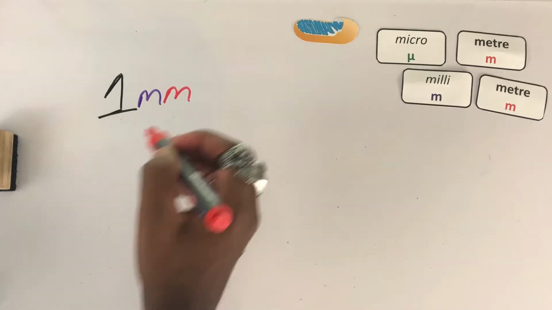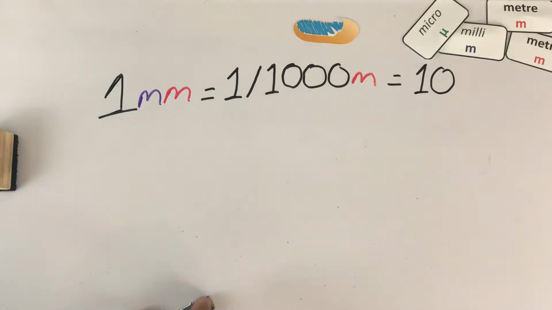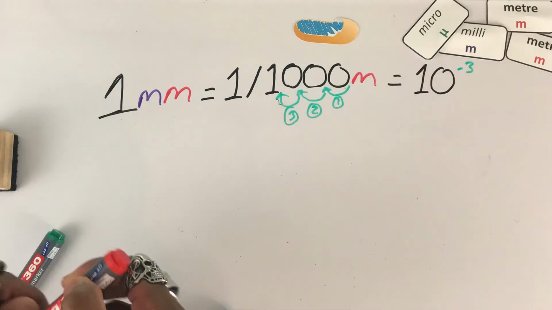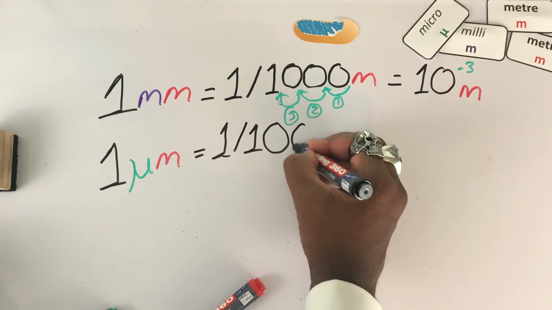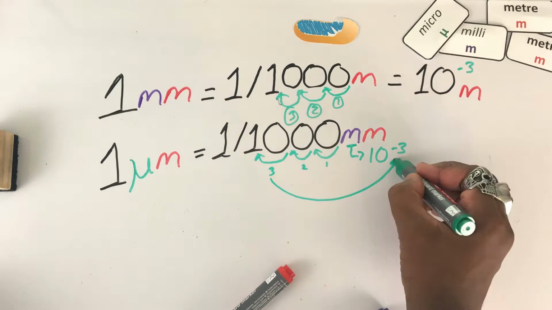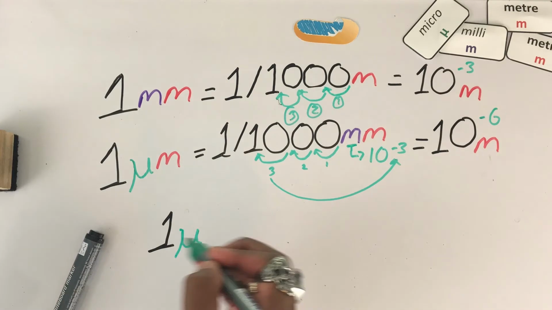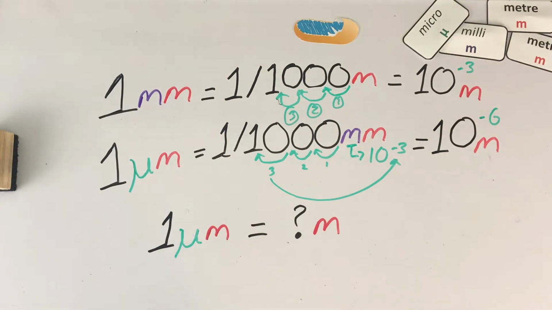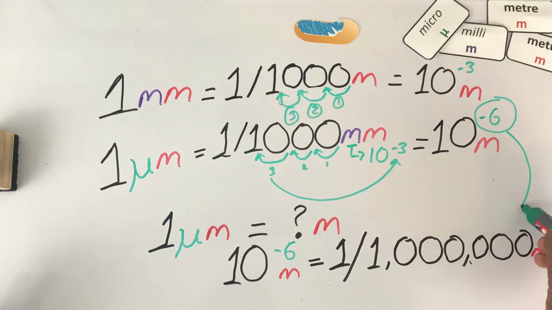1 millimeter equals 1/1000 meters, and we write that as 10 to the power of minus 3 meters. 1 micrometer is 1 over 1000 millimeters. So adding 3 more zeros to our exponent, that gives us 10 to the power of minus 6 meters. So how many times smaller is a micrometer than a meter? That minus 6 tells us something special. That means a micrometer is 1,000,000 times smaller than a meter.